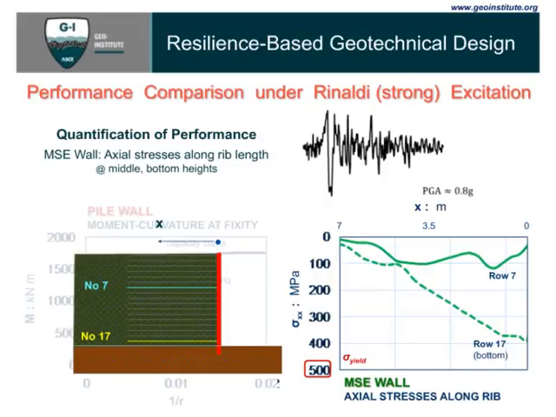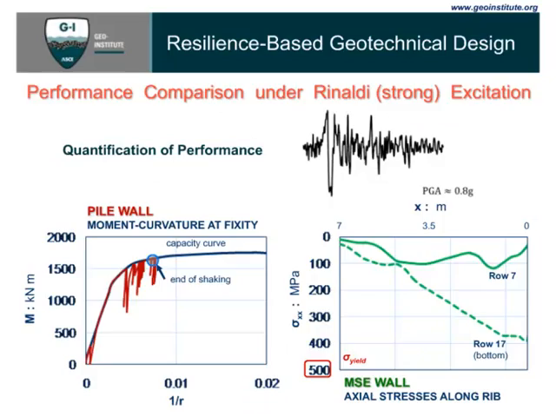The MSE wall, on the other side, was quantified by looking at the axial stresses along the rib length, at the mid-level, number 7, and at the bottom height, number 17, and we saw that the MSE wall is more resilient. We do not exceed the yield limit of 500 megapascals in the axial stresses on any level of reinforcement, in addition to behaving much better on the lateral top deformation as we saw. Here is a comparison between the two quantifiers of performance of the two walls.